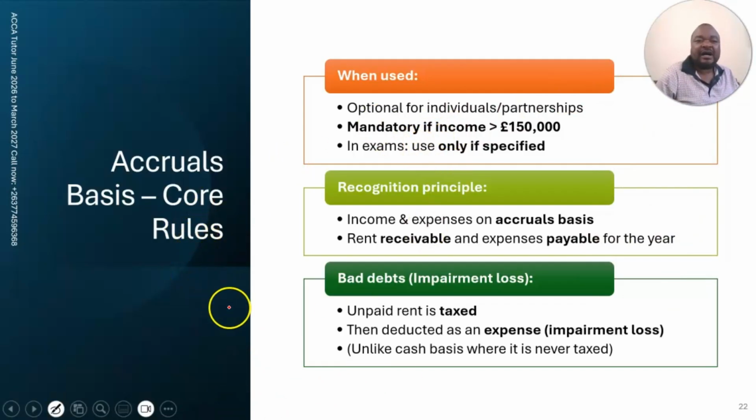So when is this accrual basis used? It is optional for individuals or partnerships. They may choose to use it if they find it fit, but it is mandatory if the property business income is greater than £150,000. You are mandated to utilize the accrual basis. In the exam, use only if specified. You need to use the accrual basis if it is specified or if the income is £150,000.